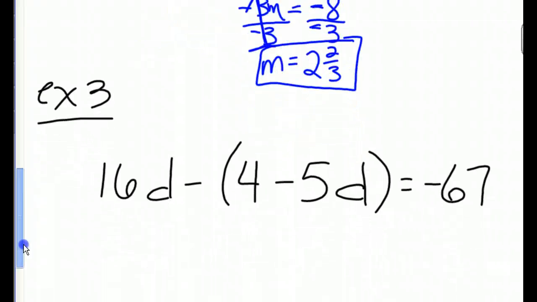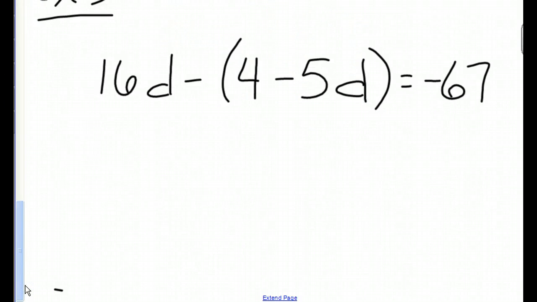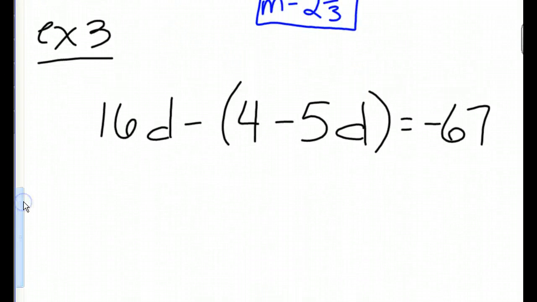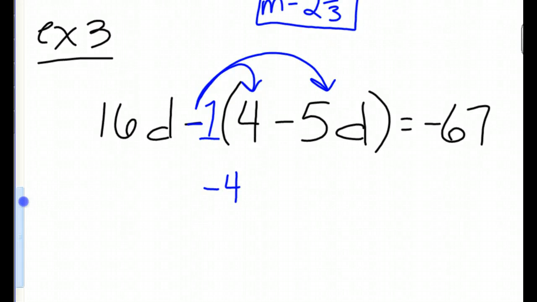All right, example 3. Example 3, you might be thinking, what's up with this example? Because there's just this negative sign here and there's nothing there. Well, this is just like having a -1 out front, or distributing a negative. So we're going to go ahead and do that. A -1 times a positive 4 is going to give us -4. A -1 times a -5d is going to get us positive 5d.